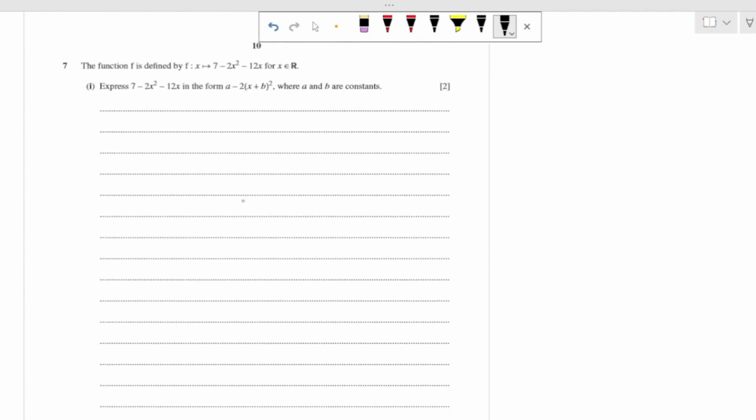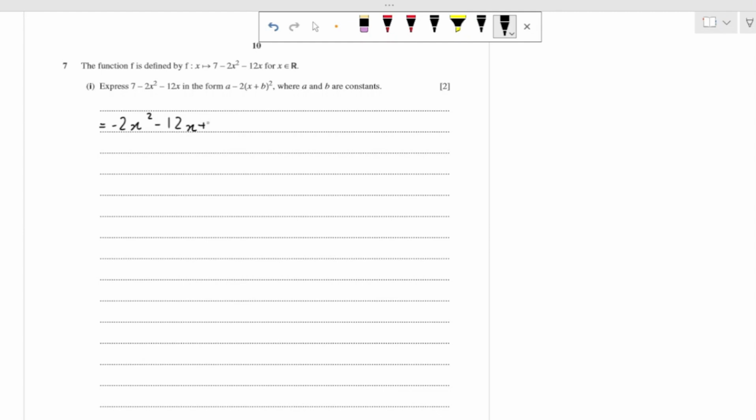Question 7. The function f is defined by f of x equals 7 minus 2x square minus 12x for x in the set of real numbers. Part 1. Express 7 minus 2x squared minus 12x in the form a minus 2 times x plus b whole square, where a and b are constants. By far one of the easiest questions. Minus 2 times x plus b whole squared will be equal to minus 2x square minus 12x plus 7.